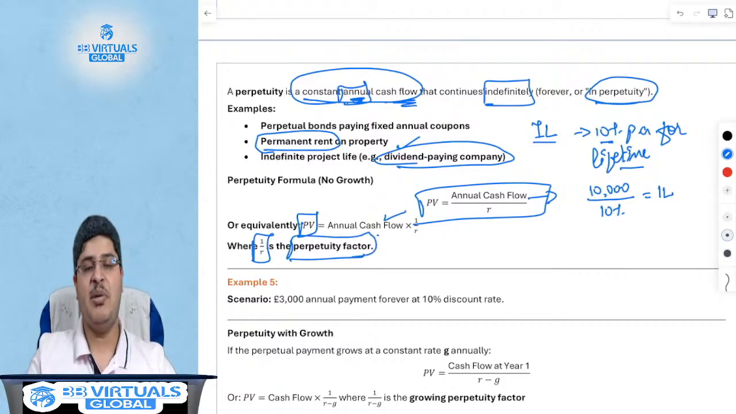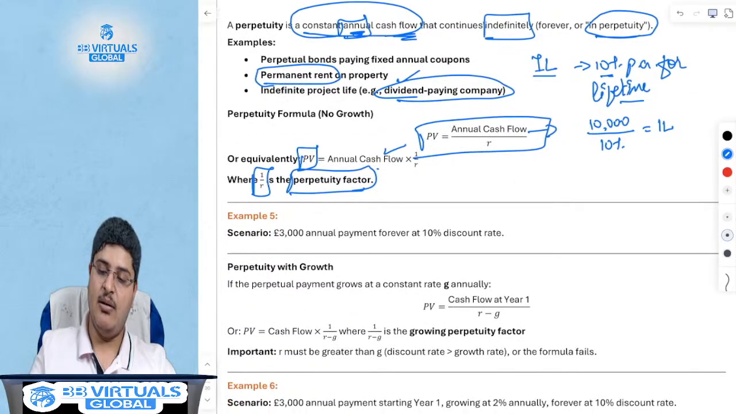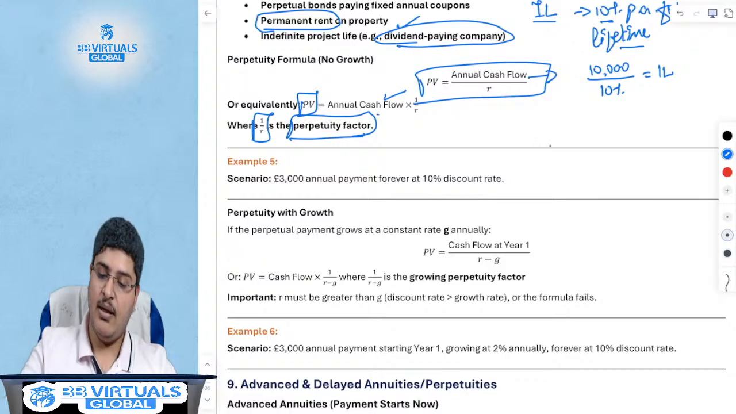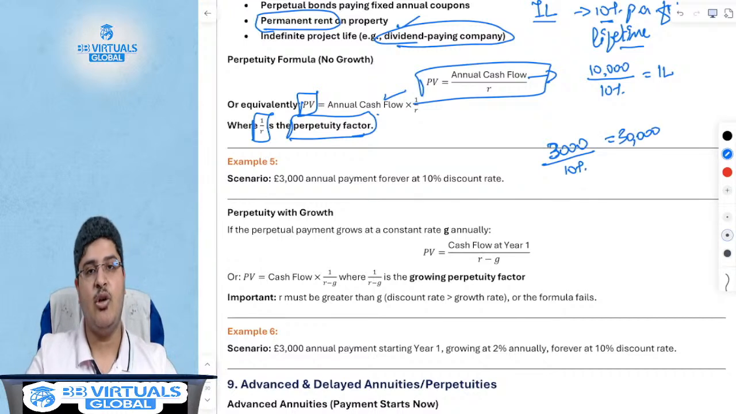So the formula of perpetuity is very easy. It is nothing but the annual cash flow divided by the rate. So in this example 5, it is 3,000, which is the annual cash flow, divided by 10% of your discount rate. So present value is 30,000. Your present value of perpetuity is 30,000 rupees.